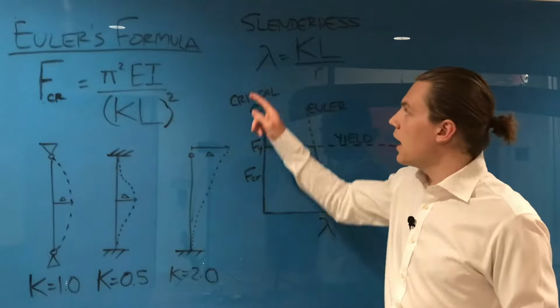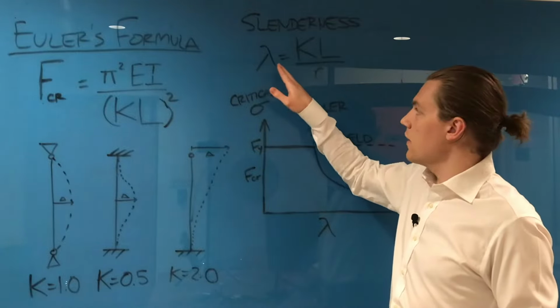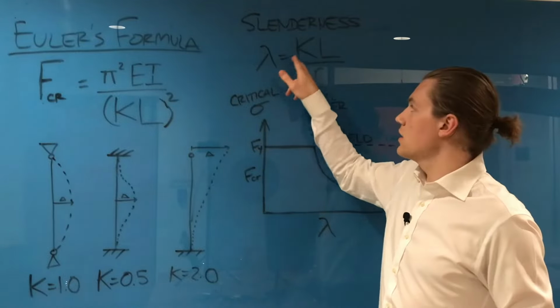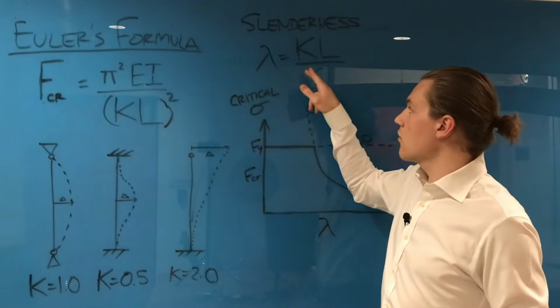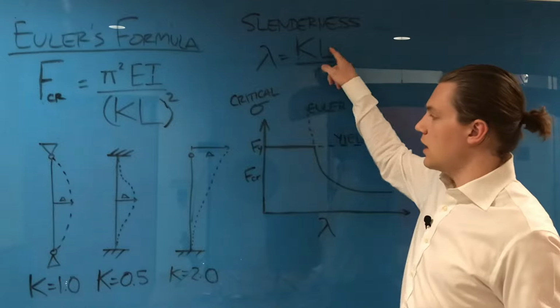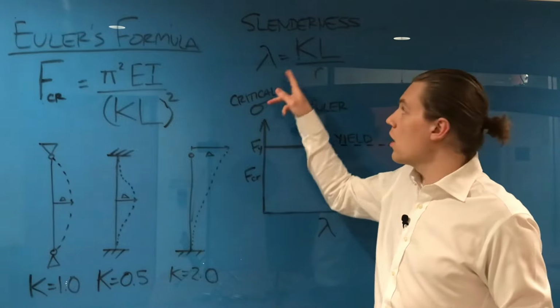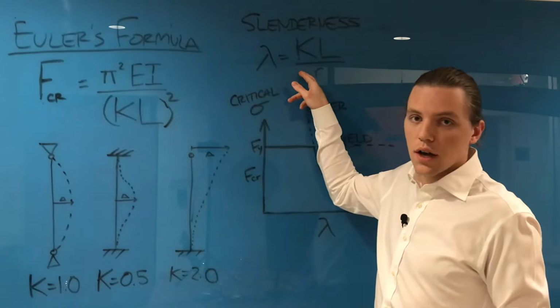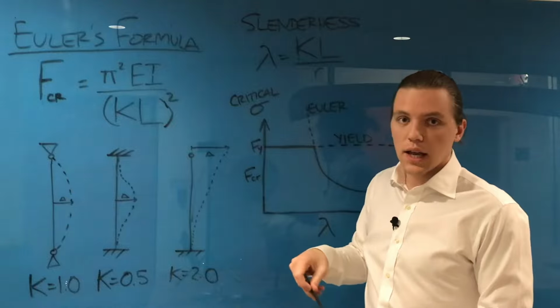So it's depicted by this lambda here, and the equation to find the slenderness ratio is KL over R. K is going to be the same K based on our boundary conditions of our member. And then L again is going to be the unbraced length. And R is the radius of gyration in the direction that is being analyzed for buckling.